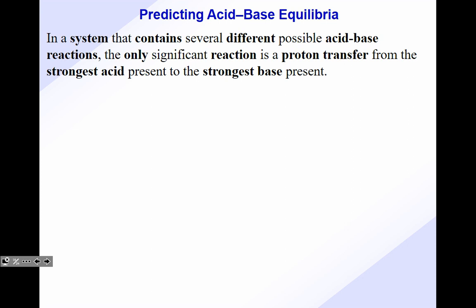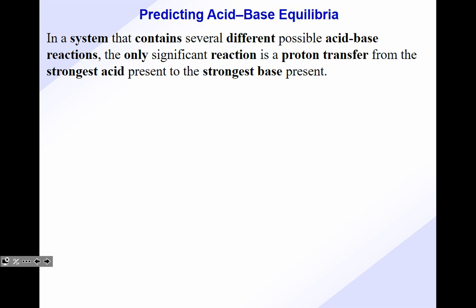Predicting. Okay, this is really important. I'm going to go through a few examples, and I apologize about the lengthiness of this podcast, but it has to be done. In a system that contains several different possible acid-base reactions, the only significant reaction, does this sound familiar? In this case, when we're talking about acid-base, is a proton transfer from the strongest acid present to the strongest base present. So that's why we're going to use our data booklets on pages 8 and 9, and we're going to look for all your acids and all your bases. You're going to identify them, including those that are both acids and bases, right? So water, for example, is going to show up as an acid and a base.